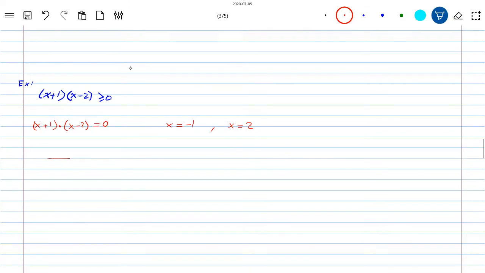Step 2, draw a number line. Find those zeros on the number line. Here is -1, here's 2. I'll put them in order, -1 and 2.